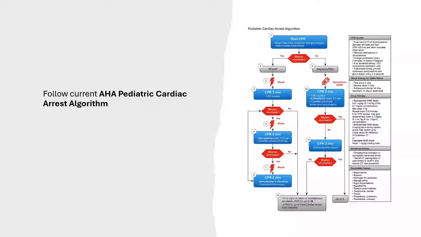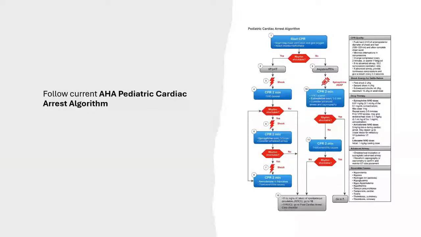All right, so here's the current AHA pediatric cardiac arrest algorithm. I'll just go over this quickly. If we have time, we can maybe come back to it at the end. But starting CPR with bag ventilations, giving oxygen, attached to the monitor. Is the rhythm shockable or non-shockable? For shockable, we'll go down the algorithm. Yes, give a shock, and then CPR for 2 minutes. Get IV/IO access, and then reassess the rhythm.